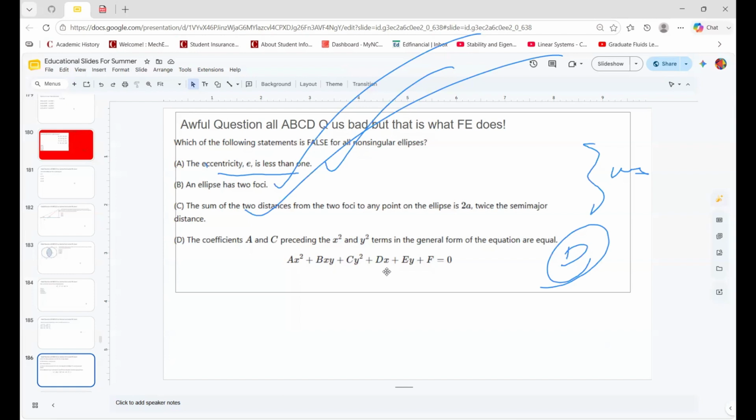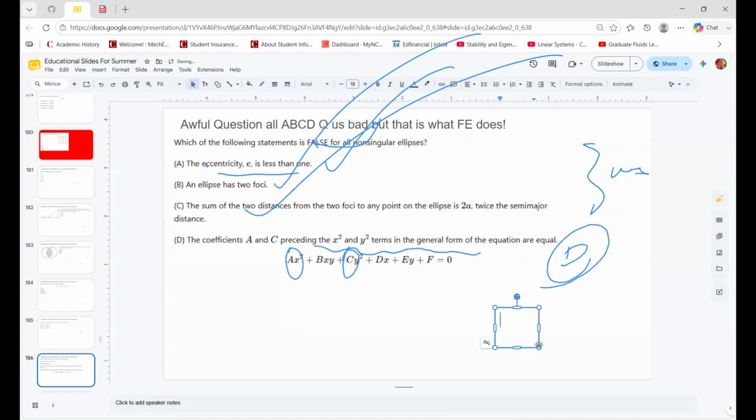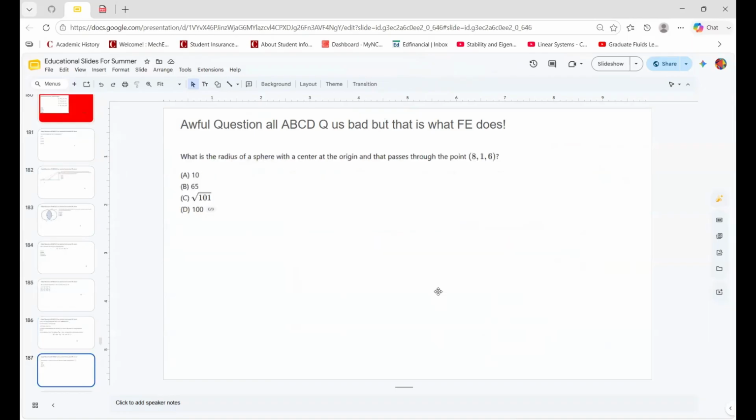So a and c. The coefficients preceding a and c in the terms is the general form. Oh no! It's an elliptic equation. So this is definitely not correct. This is not a general form. This is a garbage form. Yeah, I can go on.